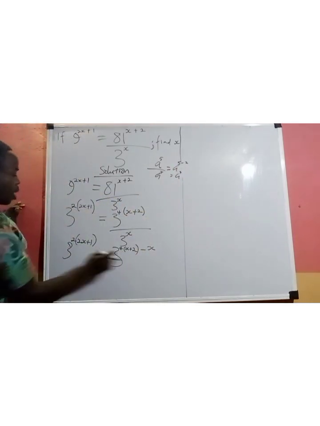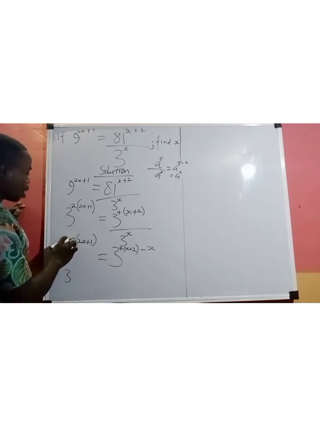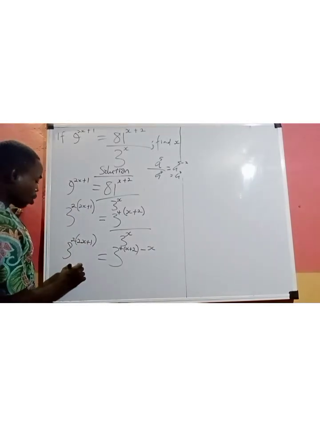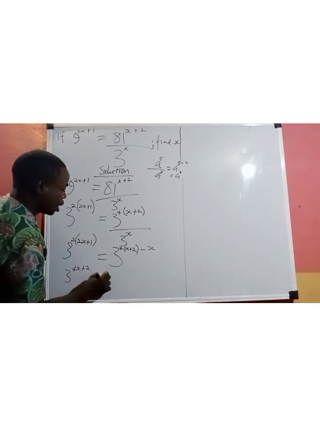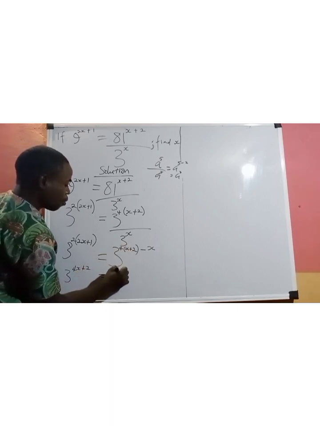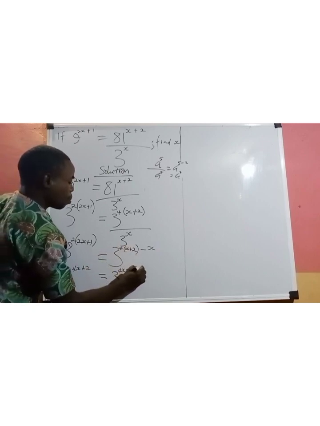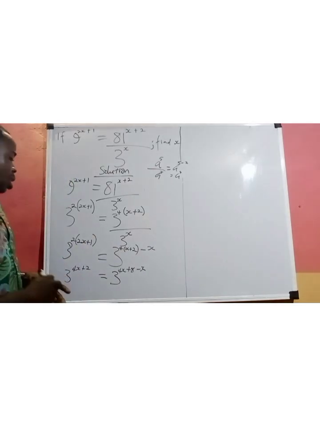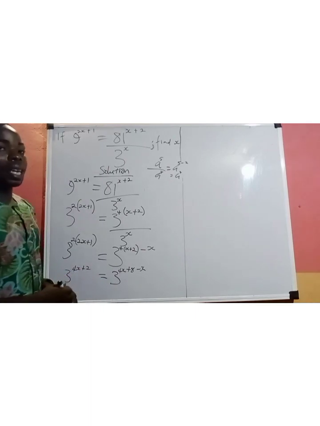Okay, so I'm going to move further to simplify, and if I simplify this, I'm going to be having 3 raised to the power. If I use this 2 to open this bracket, I will have 2 times 2x will give us 4x, plus 2 times 1 will give us 2. And it is equal to 3 raised to the power 4 times x will give us 4x, and then 4 times 2 will give us plus 8 minus x. So this is basically what we have, and of course you can see that we have a common base right here joined by equality.